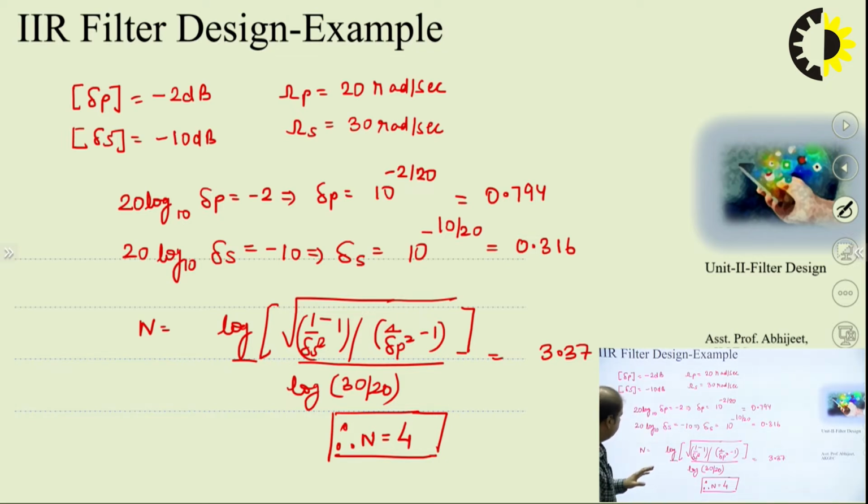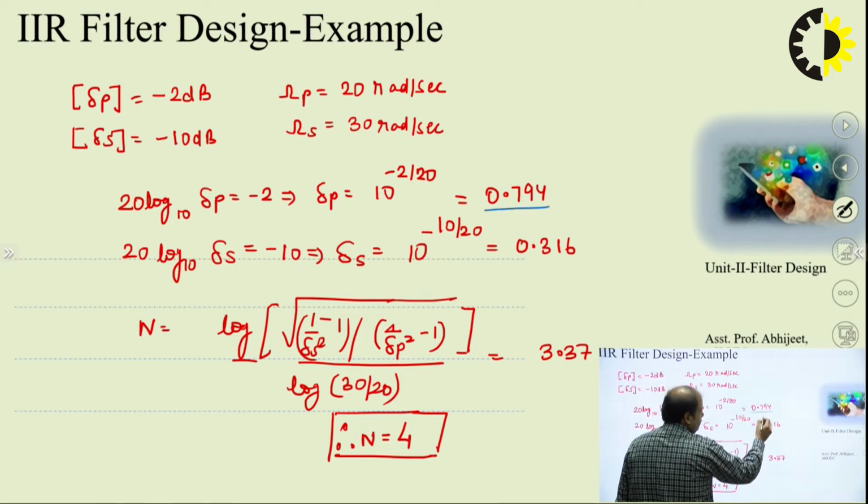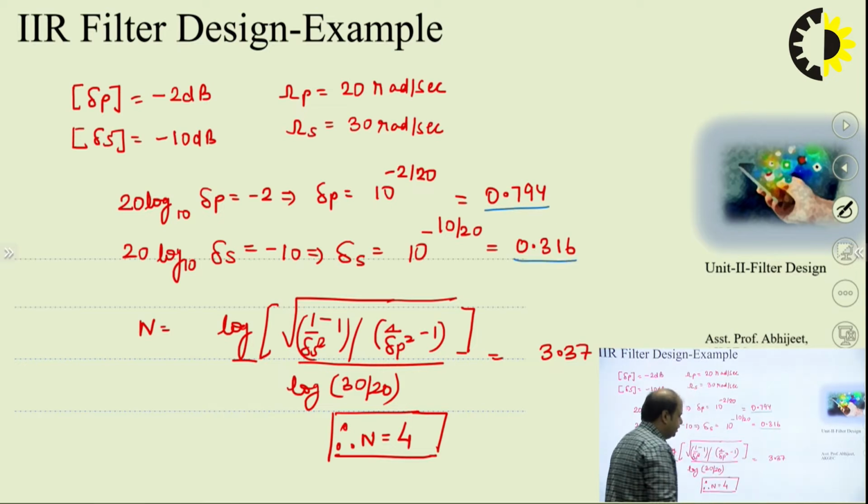So if I just convert these into linear scale, delta p is equal to 10 raised to the power minus 2 upon 20, because this is voltage. It is 20 log to the base 10 of x. So therefore it comes out to be 0.794 and 0.316. If I use the formula for n, I am getting something which is more than 3. So we'll always satisfy the passband more, and therefore we'll take the higher order, just one more. The order has to be an integer, the next integer. So the next integer is n is equal to 4.